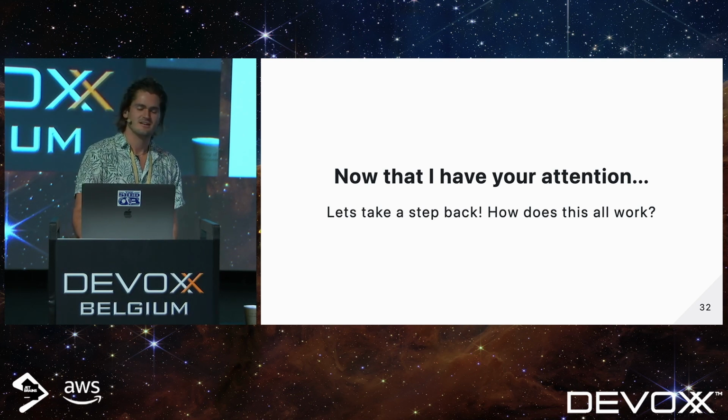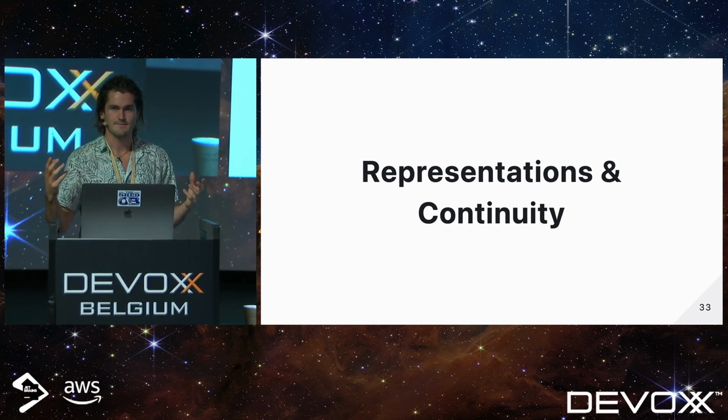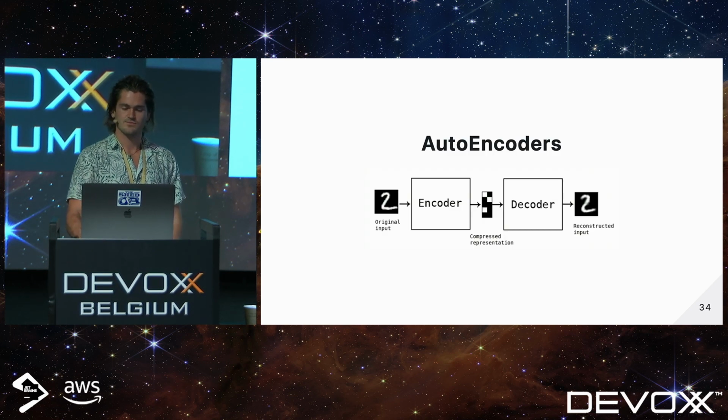Before we continue on to the actual generation, I want to introduce some concepts. The first is the latent representation, and the second is continuity. To get started talking about these, let's revisit an old type of model. It's called the autoencoder.